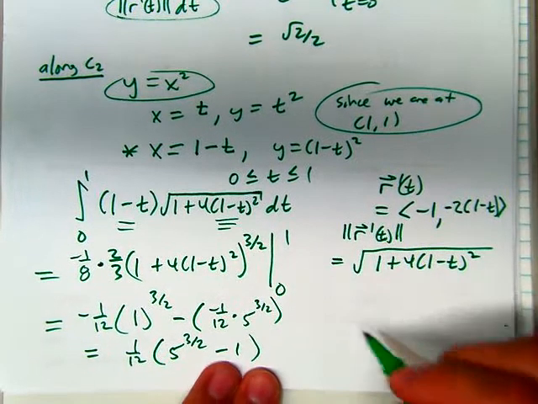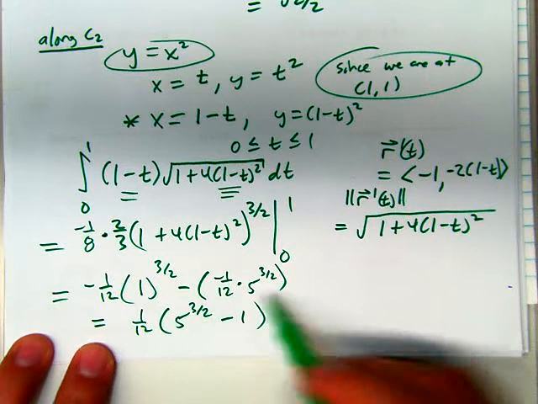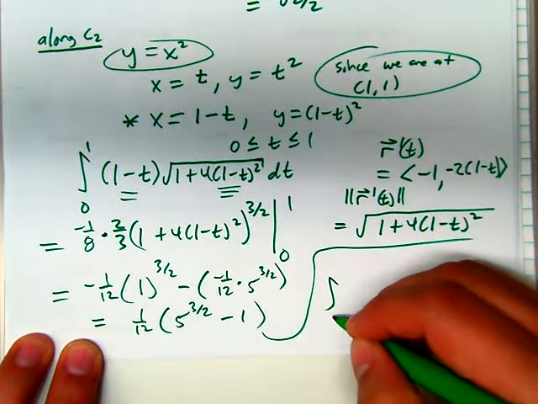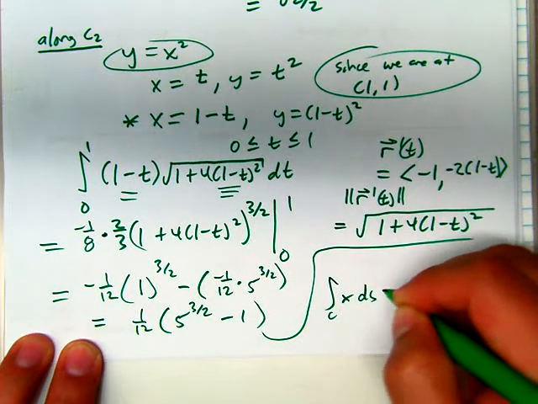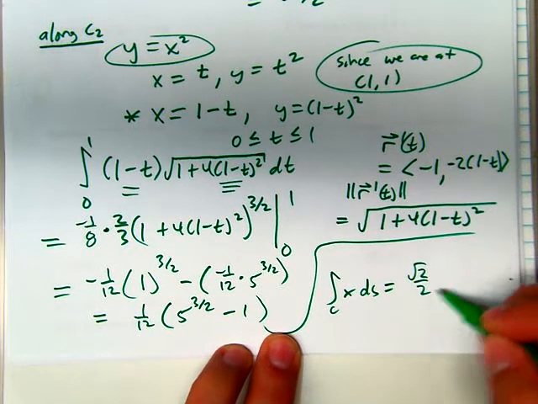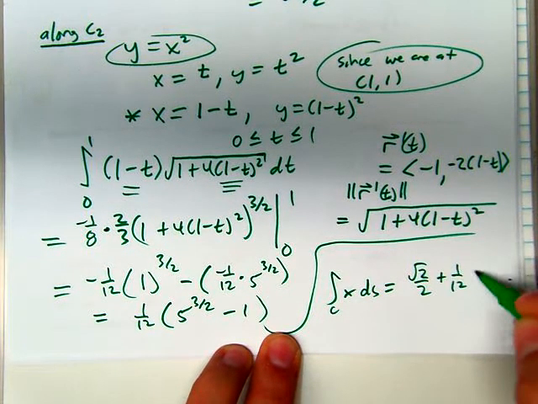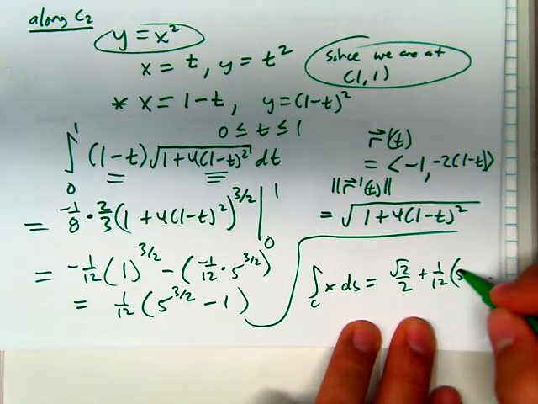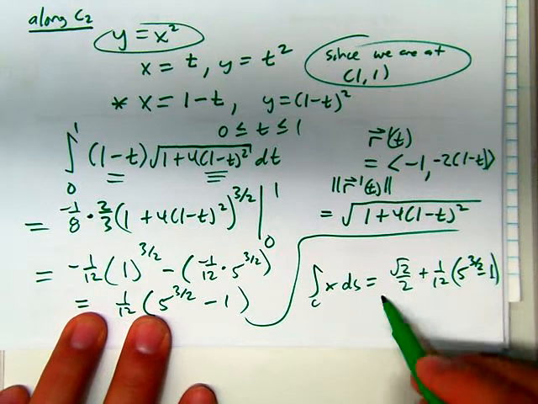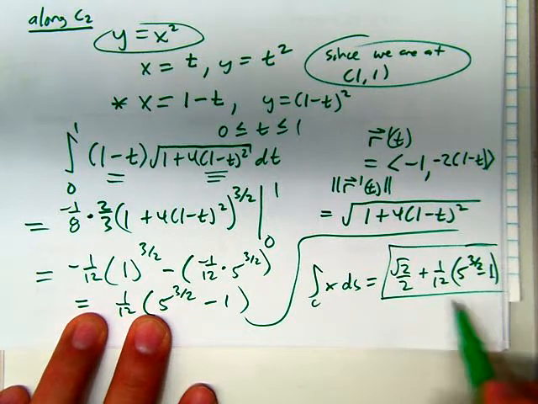Okay, so now, final answer. The line integral of x ds, in this case, will be the two values added together. So we have √2 over 2 plus 1/12 times 5 to the 3/2 minus 1. Okay, so that's the answer to this example. We just add the two values together.